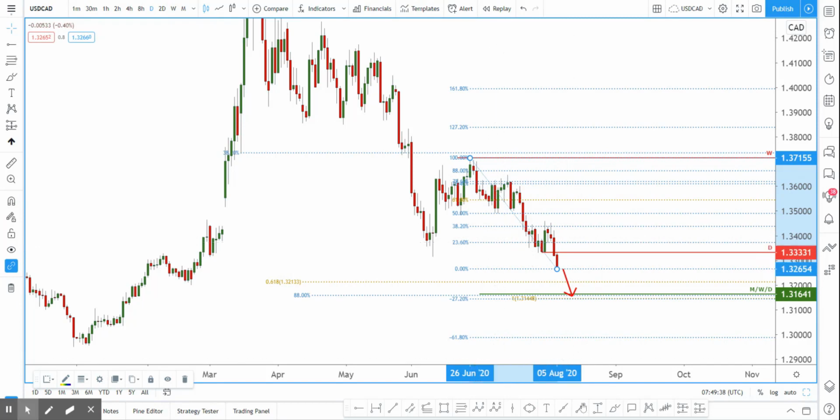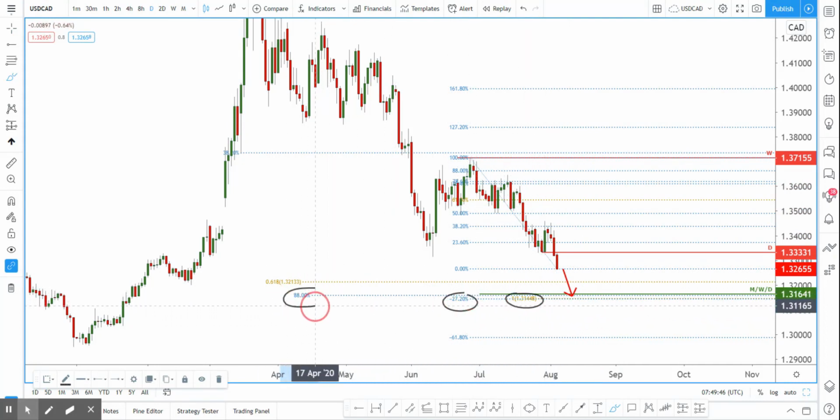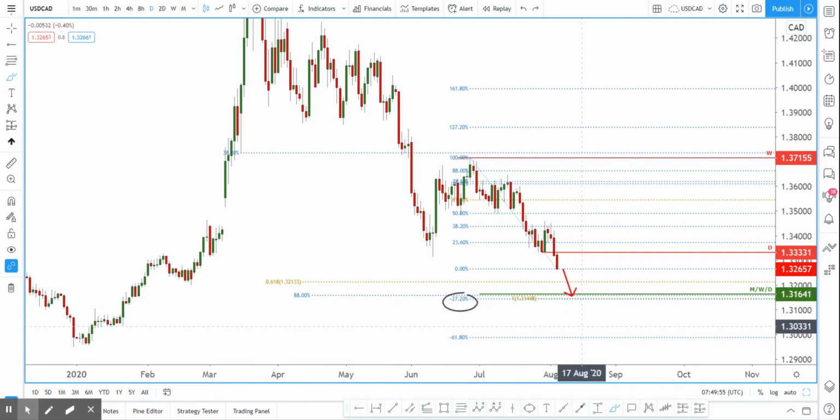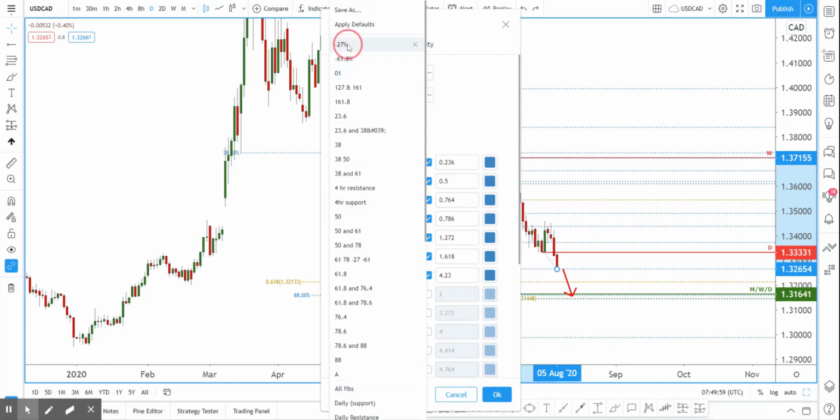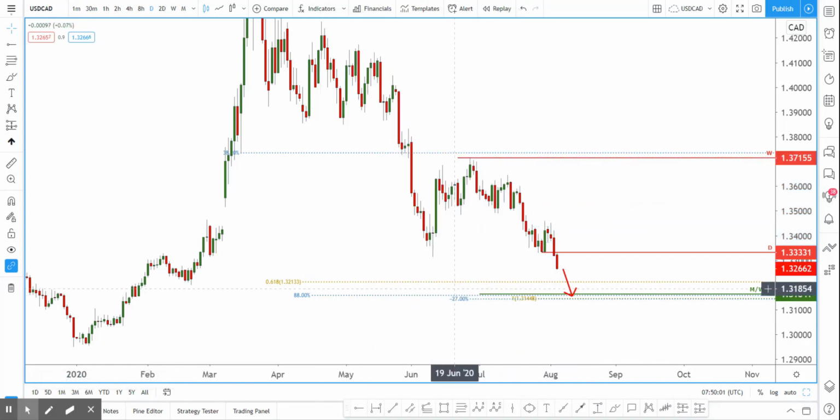Okay, interestingly enough as well, if we take where price is currently at, the negative 27.2 is also in line with the 100%. And it's also in line with the weekly 88, the monthly 88 and the weekly 61.8. So this becomes a very key area. I'm just going to highlight the negative 27. We're finding a lot of strong Fibonacci confluence here as well.